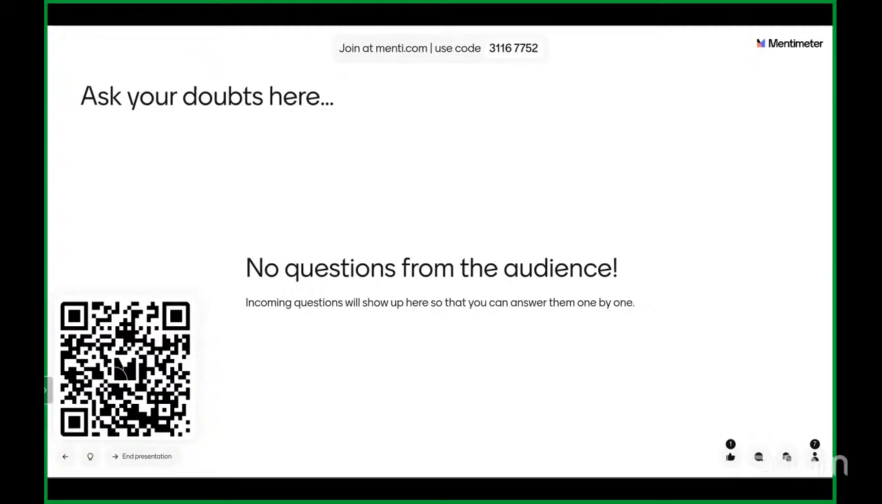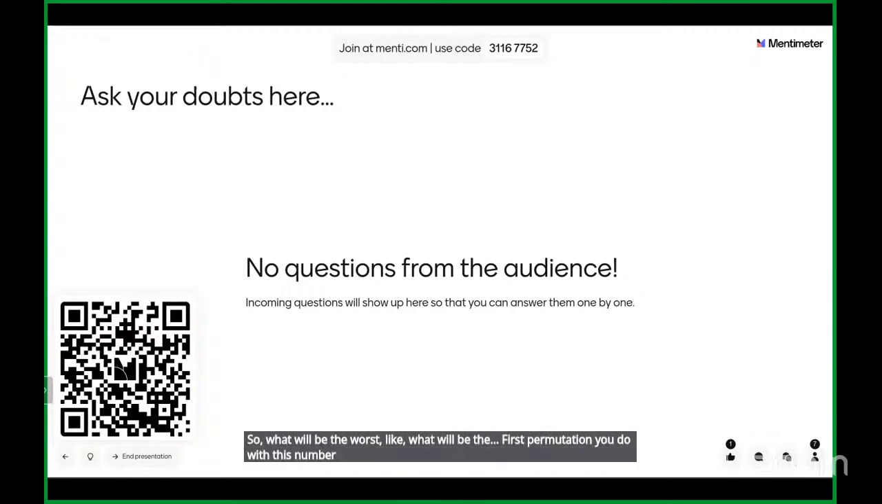For example, you have four numbers, 1, 2, 3, 4. What will be the worst permutation you can make with these numbers, so that the number of comparisons you have to do with insertion sort is way high?